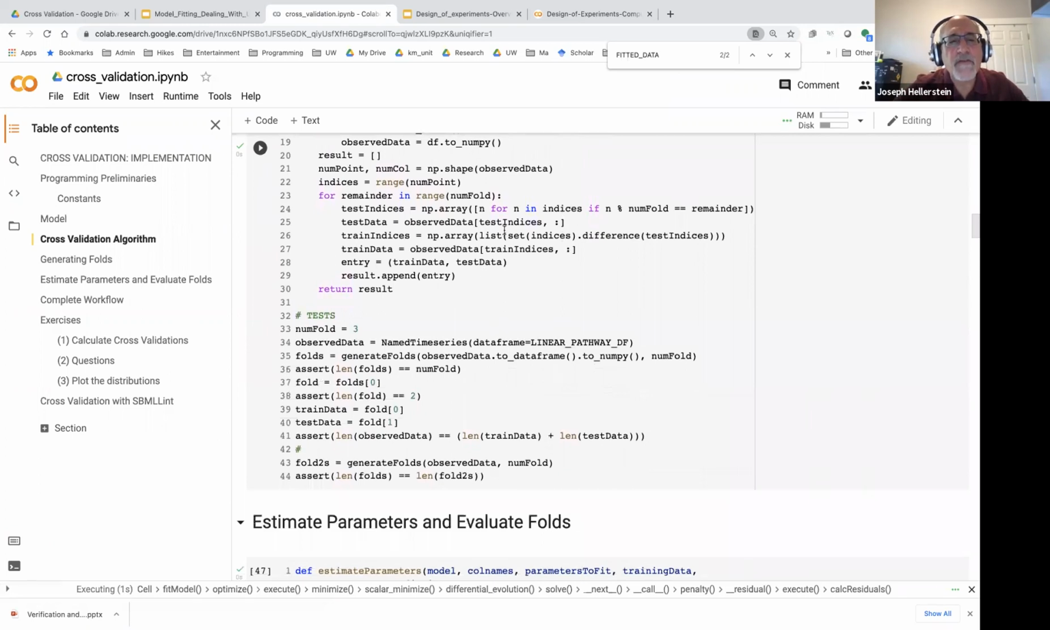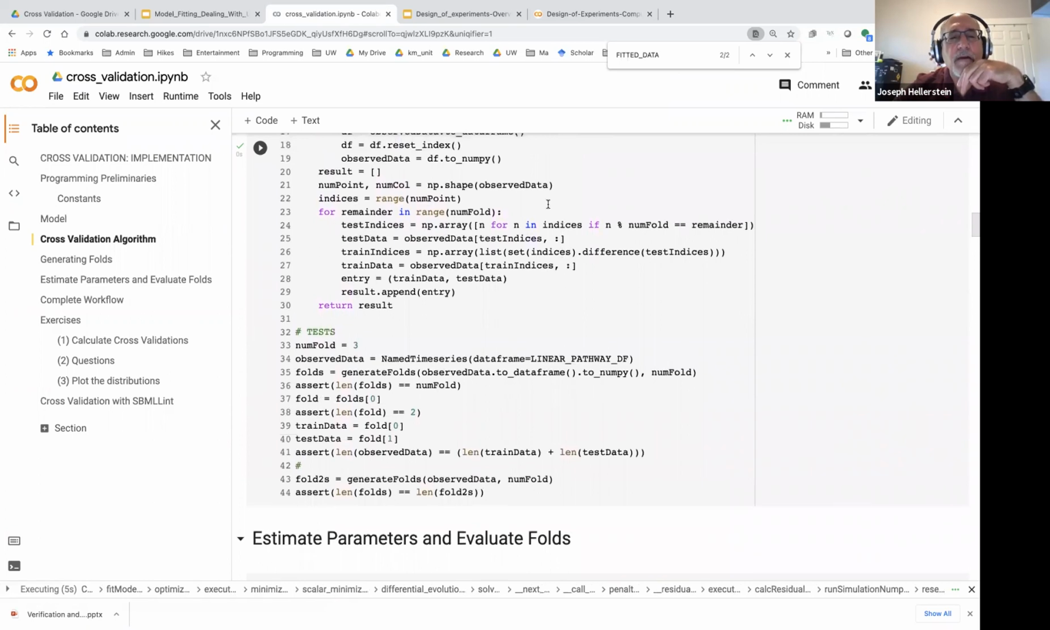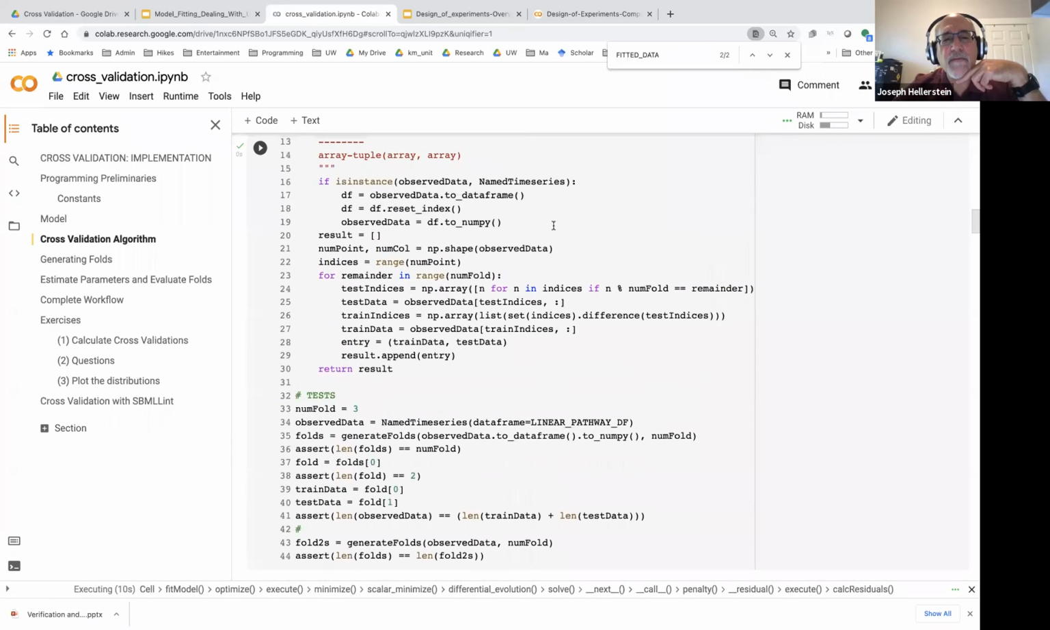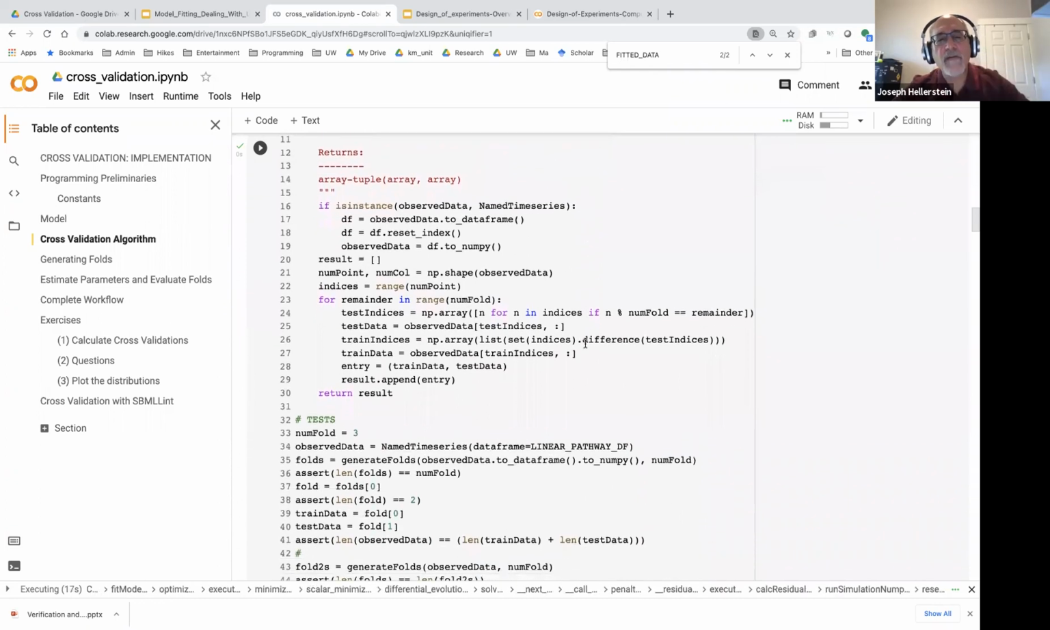The core of this has to do with how we pick the folds themselves. The number of folds is specified as an input, numFold. So what we have to do is come up with n folds, that means n pairs of test and training sets. We're going to focus on selecting the test set, because once we've got the test set, the training set is just what's left over after we take out the test set.